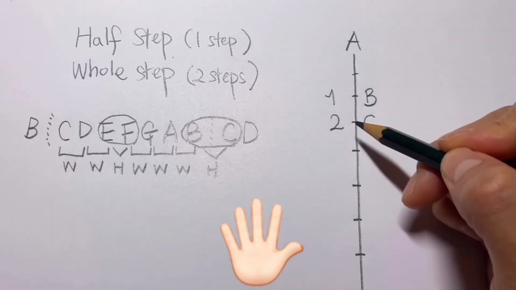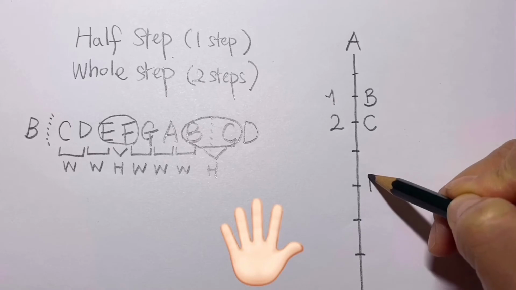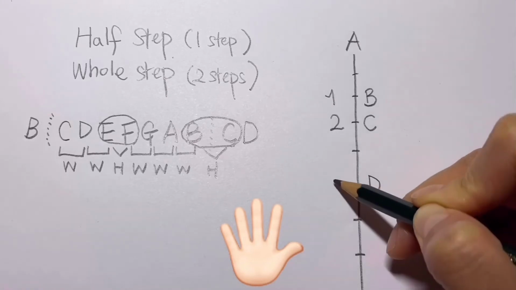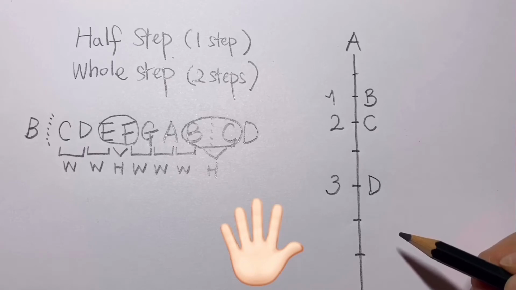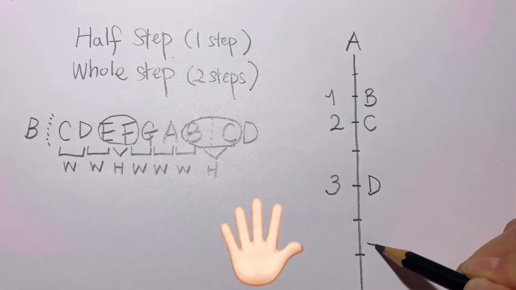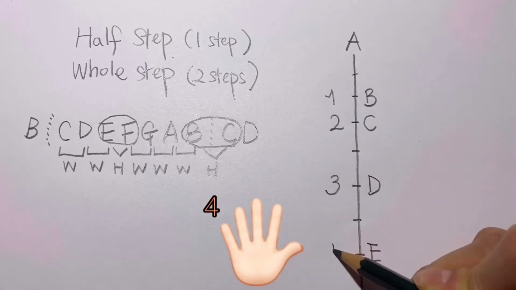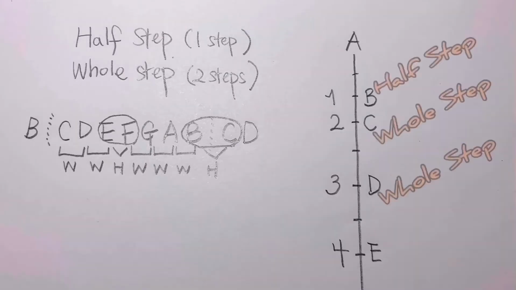Next note will be D. C, D is whole step, 2 steps. Then you can play D with third finger. Next note will be E. It's a whole step, 2 steps. And drop pinky to play E. So this is the finger pattern on A string.